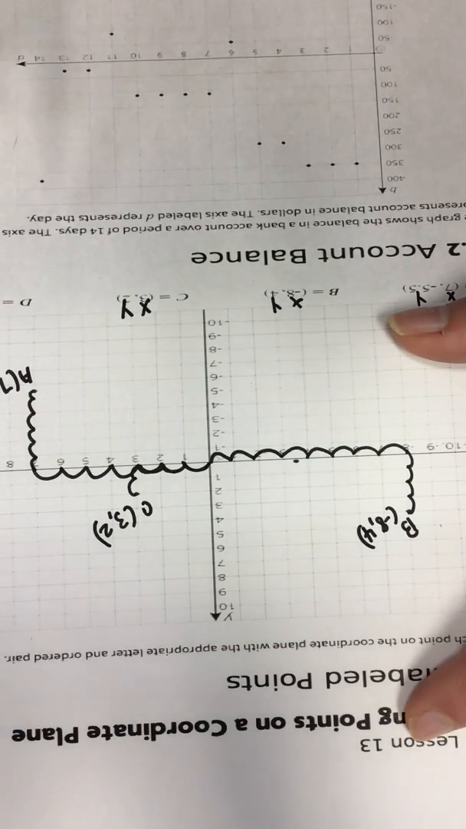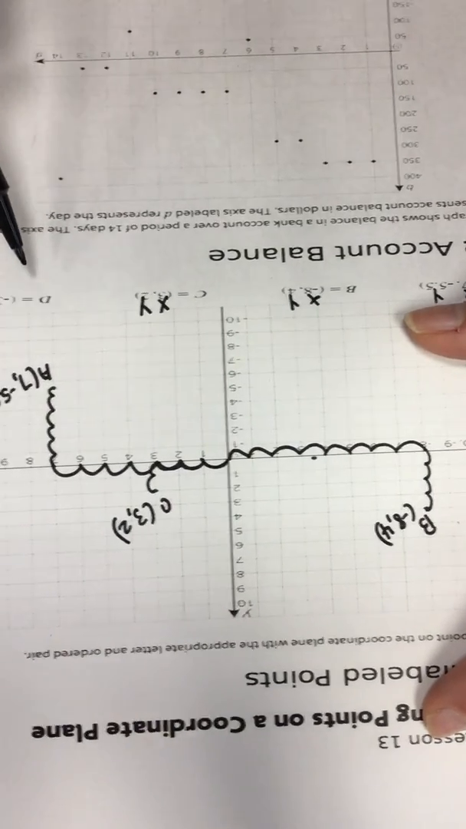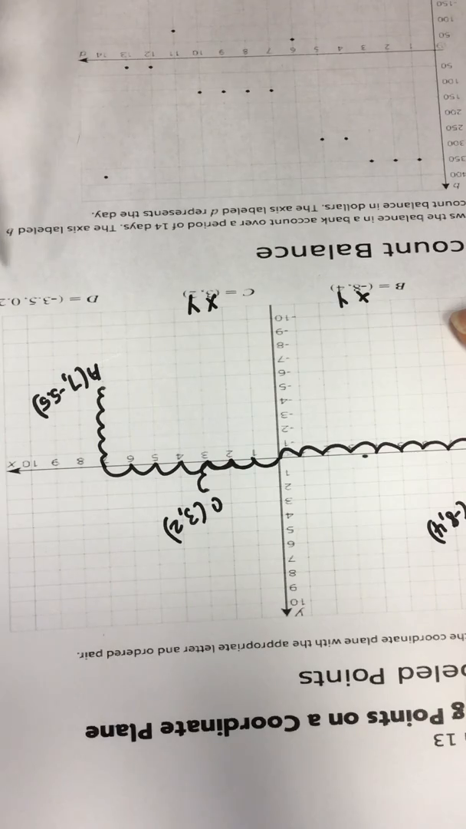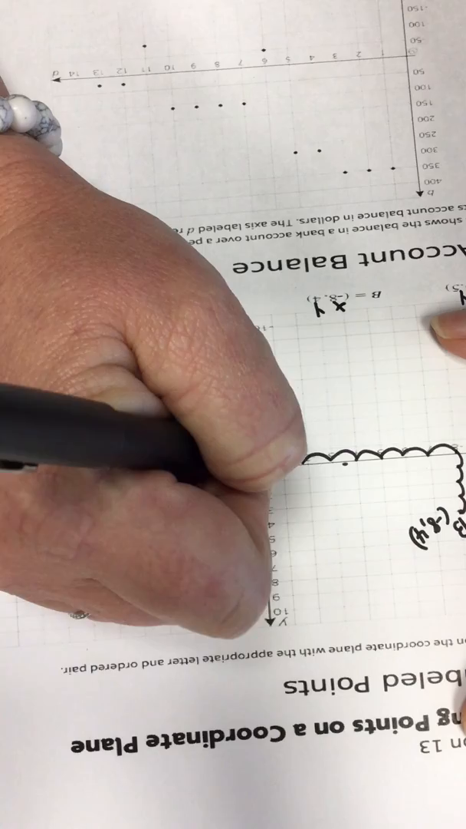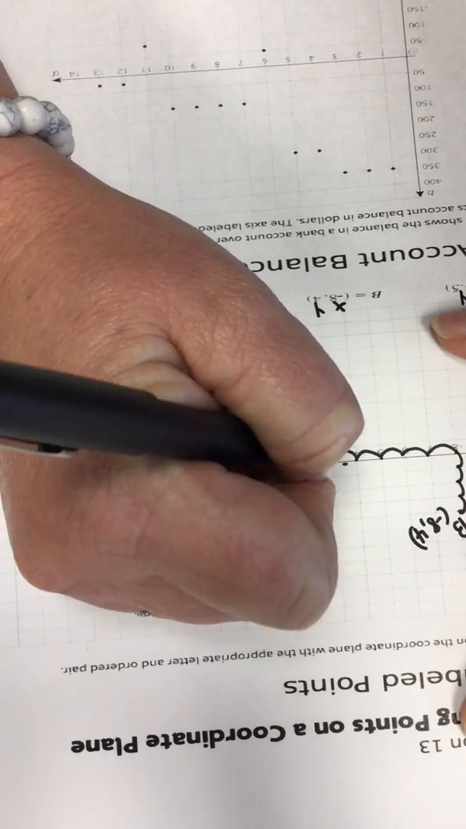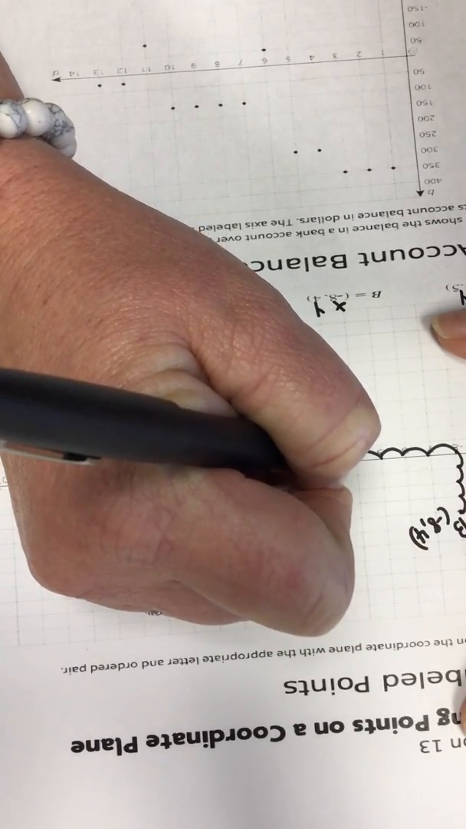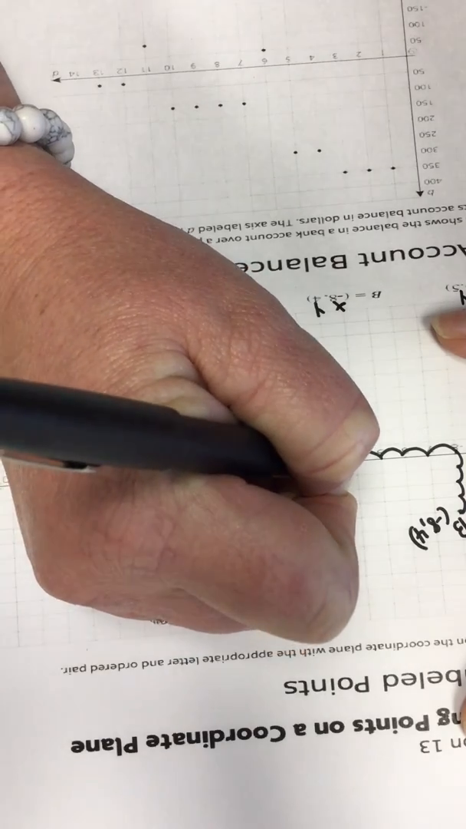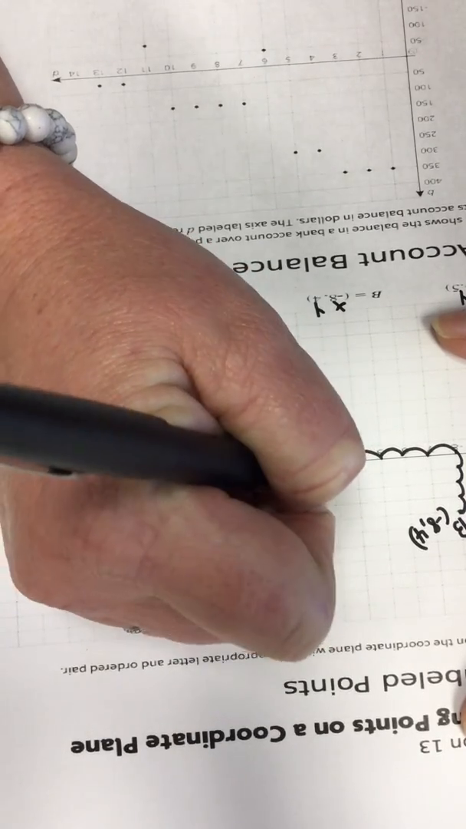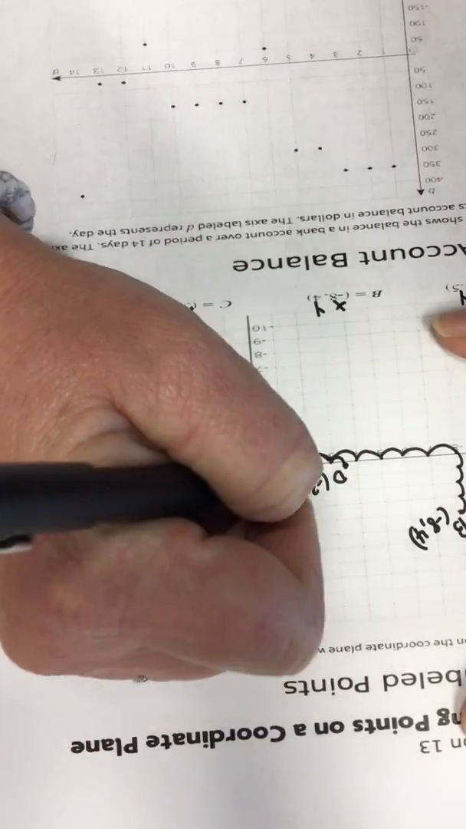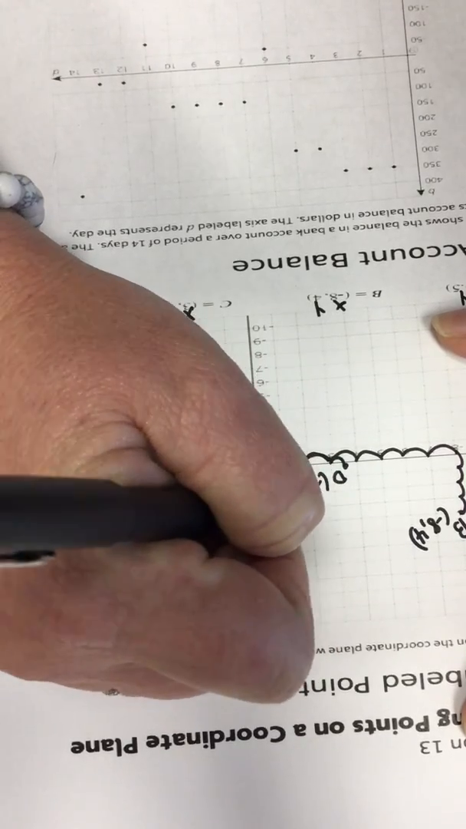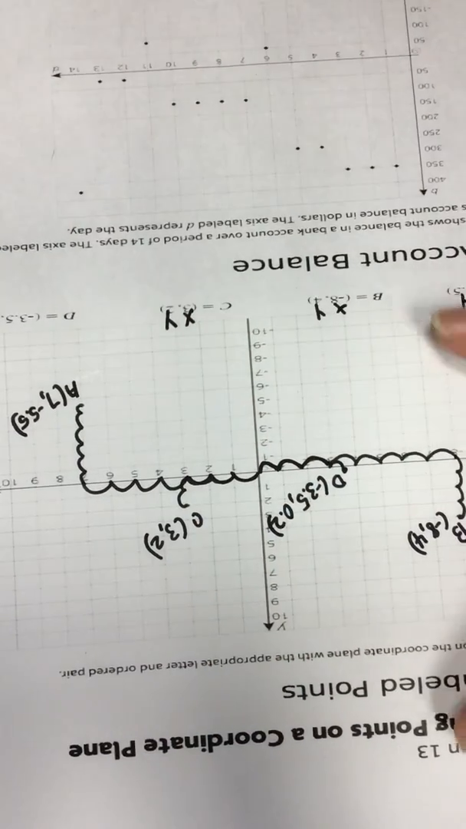All right, and then the last point is D, which is -3.5, and then a positive 2/10. So I'm going to hop 1, 2, 3, and a half, and then up just a teeny tiny little bit, and that is point D, which is -3.5, and then 2/10. Okay, so that's the warm-up.